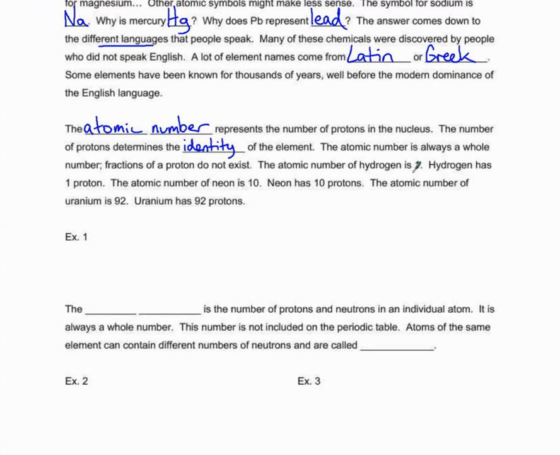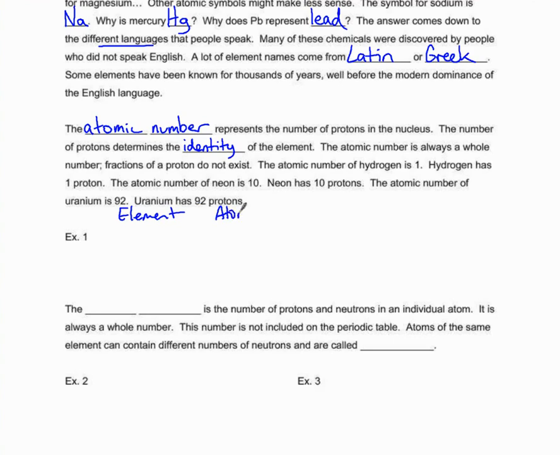Hydrogen's atomic number is 1. Hydrogen has 1 proton. The atomic number of neon is 10. Neon has 10 protons. The atomic number of uranium is 92. It has 92 protons. We could go through countless numbers of these. I'll just highlight a few.